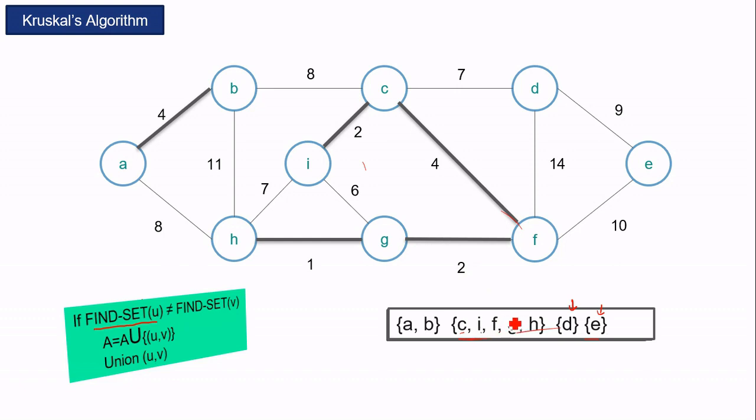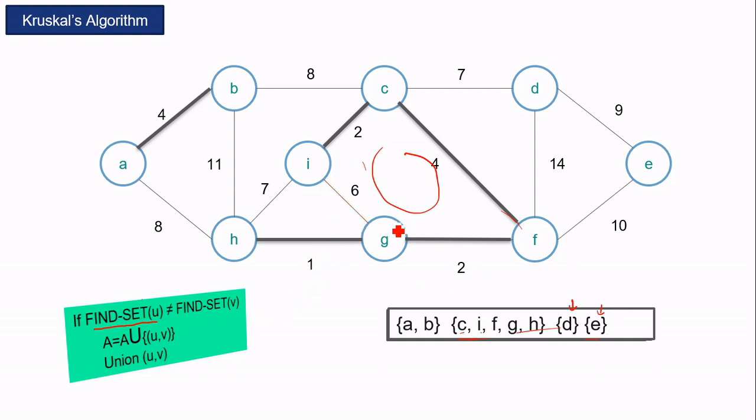So this condition now becomes false. That is, if the elements belong to the same set, then we should not add that edge, because if we add it, it will form a cycle here. See, there is a cycle formed inside this, not a loop, sorry. So I should not add this edge because I and G belong to the same set. That is why we use this find set operation. So I will not add the edge IG into my graph.